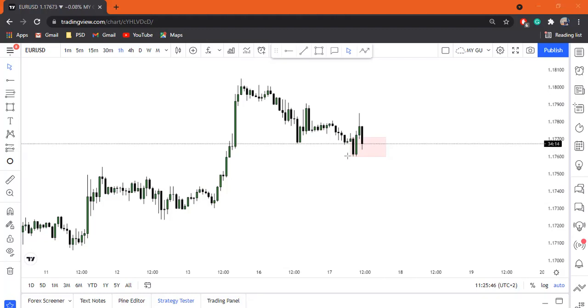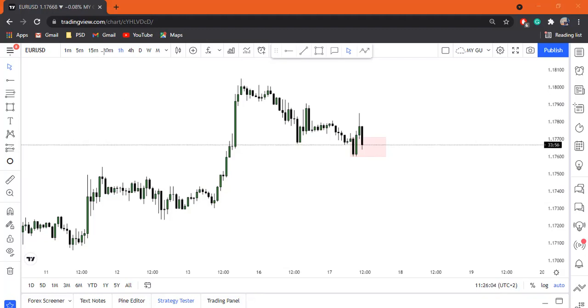If it's more than 30 pips, the candle also cannot be less than 10 pips. If the candle is less than 10 pips, then it's also a no trade zone because it didn't give you enough range. You need it to have more than 10 pips.